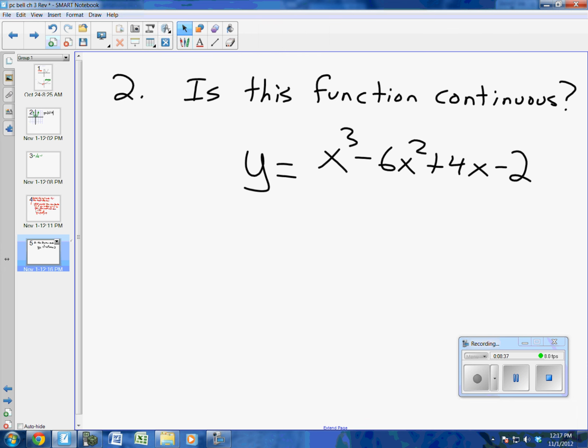Is this function continuous? I'm going to give you a minute to think about that. You can look in your notes if you need to. Is this function continuous? Okay, we're spinning.